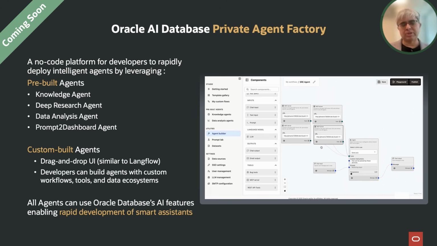And you can compose them in arbitrary ways to create very sophisticated workflows. And you can also build your own primitive building blocks and compose them. It's extremely flexible and very powerful because it's a no-code way to create these extremely sophisticated workflows. And all agents essentially can use Oracle Database AI features, and this enables developers to rapidly roll out smart assistants.